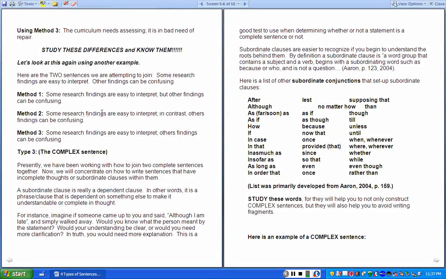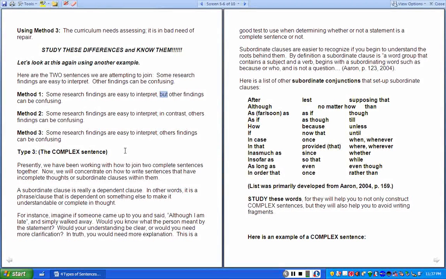Some research findings are easy to interpret. Remember, position number one, semicolon. Position number two, insert the transition. Position number three, insert the comma. Semicolon, transition, comma. Method number three, some research findings are easy to interpret. Here, we just take out all of it. We don't need the coordinating conjunction, and we also don't need the in contrast. And we put our semicolon, and then we are done.